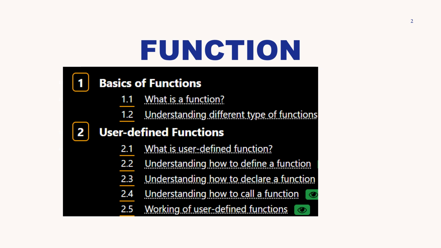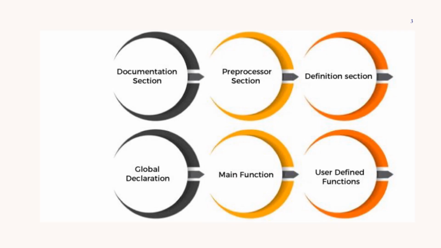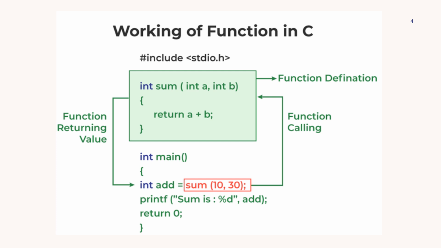And the program statements of the functions are enclosed within flower braces, having certain meaning and performing certain operations. They are also called subroutines or procedures in other languages. And so, as you know, the structure of the C, we have all these segments: documentation, preprocessor, definition, global declaration, main function, and the user-defined function. And here is the syntax of a function in C.